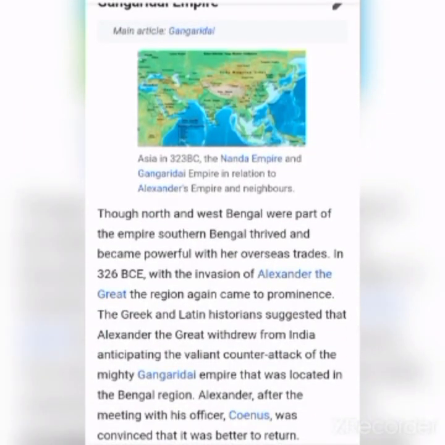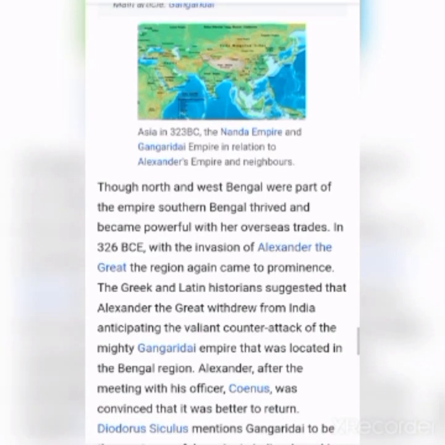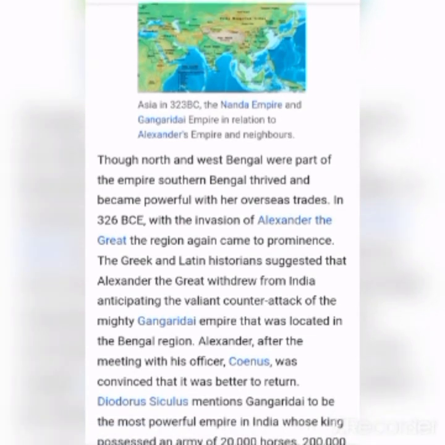Though North and West Bengal were part of the empire, Southern Bengal thrived and became powerful with her overseas trade. In 326 BCE, with the invasion of Alexander the Great, the region again came to prominence. The Greek and Latin historians suggested that Alexander the Great withdrew from India.